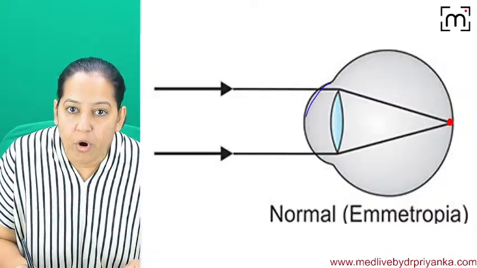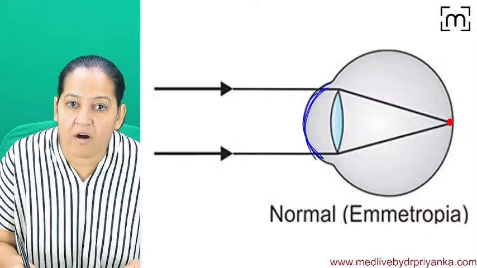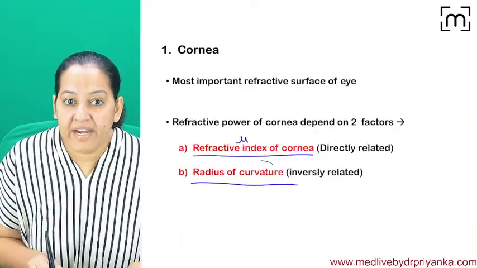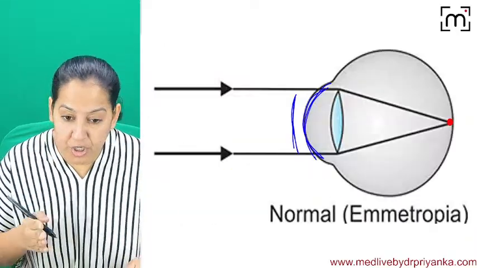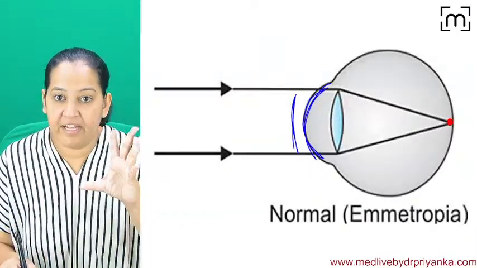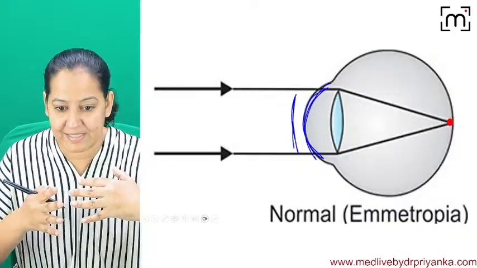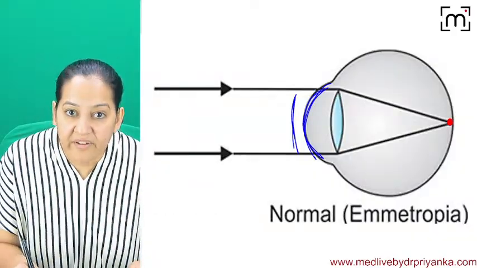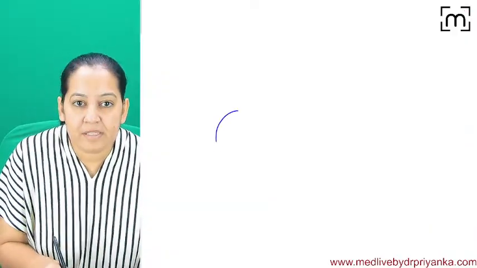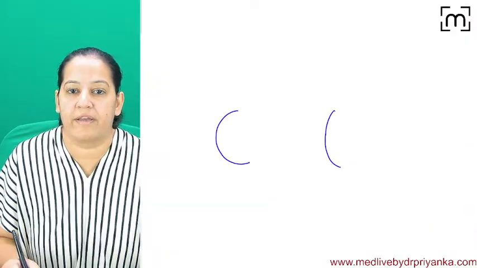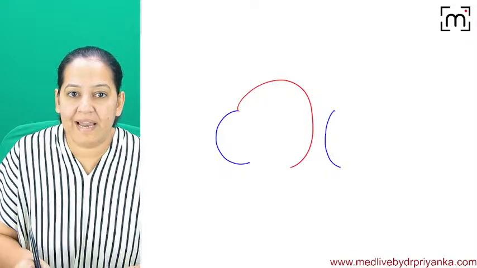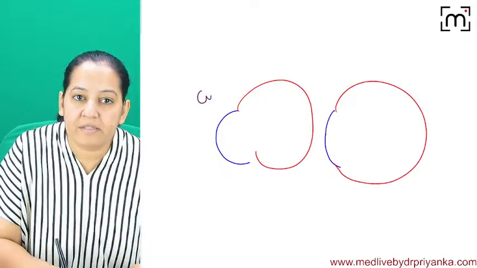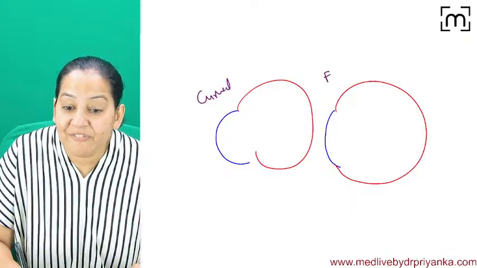You can see here, the cornea. The cornea may be more curved or flattened, that depends. The radius of curvature is inversely proportional to the convergence. If the radius of curvature is more, the convergence is less. If the radius of curvature is less, convergence is more. So you have to learn the radius of curvature. See, this is also cornea and this is also cornea. This is cornea, this is sclera, this is sclera. But I will say this cornea is curved and this cornea is flat.